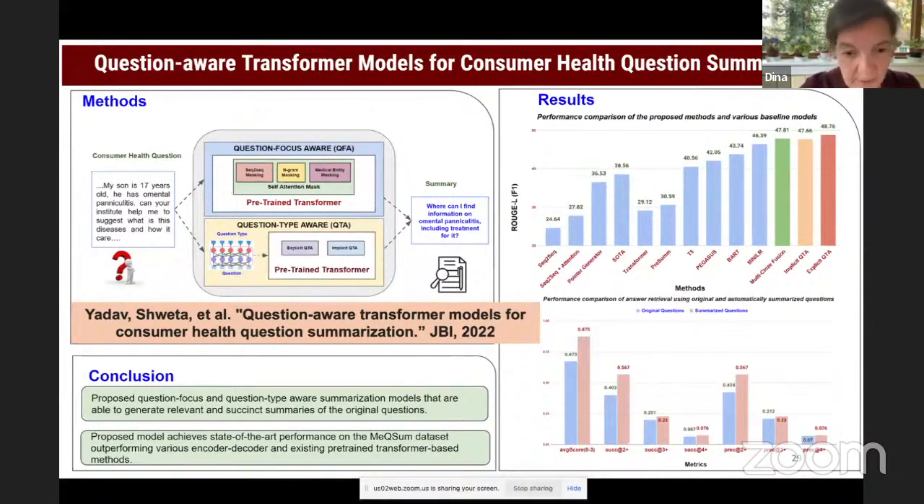And Shweta Yadav, who just transitioned to her tenure track position at the University of Chicago, found out that yes, when we add the knowledge of what the focus, what the main entity in the question is, and what kind of information about the entity they are looking for, we call it the question type, it significantly improves the results.